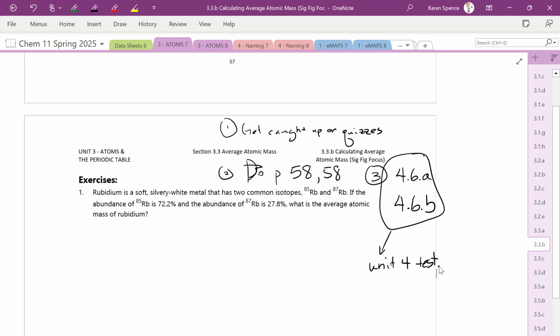Wait, we didn't do the comments. Oh, yeah. You're like, what is that? It's a structural form. Oh, yeah.